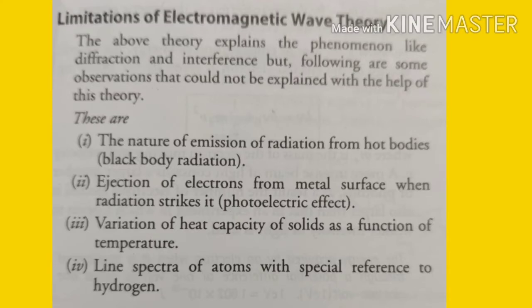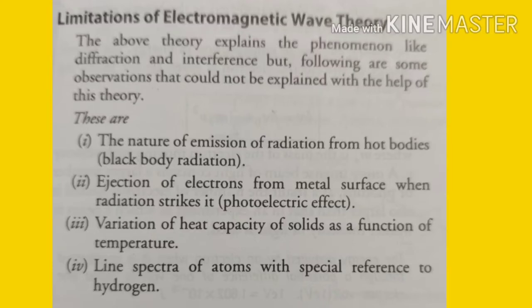So now we'll see what the limitations of electromagnetic wave theory are. The above theory explains phenomena like diffraction and interference, but the following are some observations that could not be explained with the help of this theory.